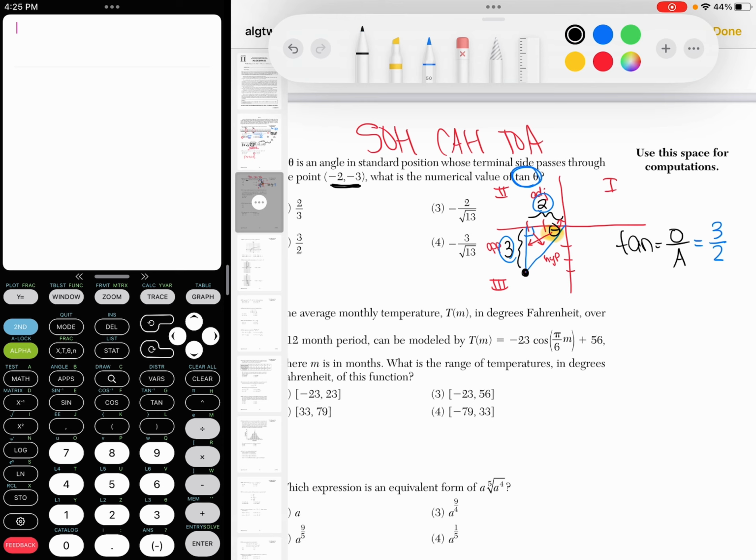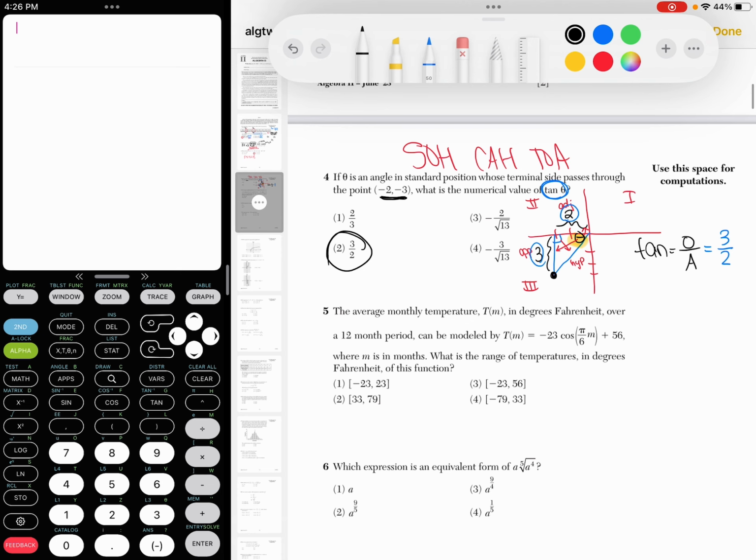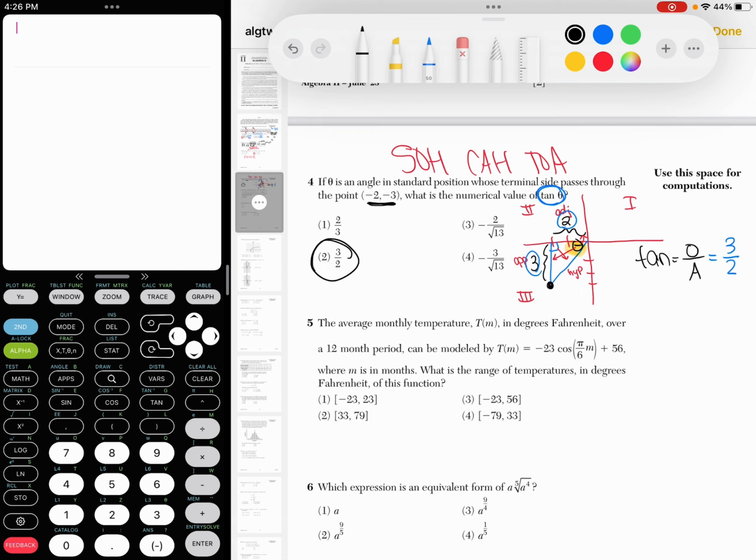Sometimes the answers are going to have the positive and the negative version, so I do want to talk about that anyway, even though it doesn't apply to this question. We can see that it's choice 2. But sometimes one of the choices will be like -3/2, and you have to know whether it's positive or negative. So that's why I just want to talk about it.